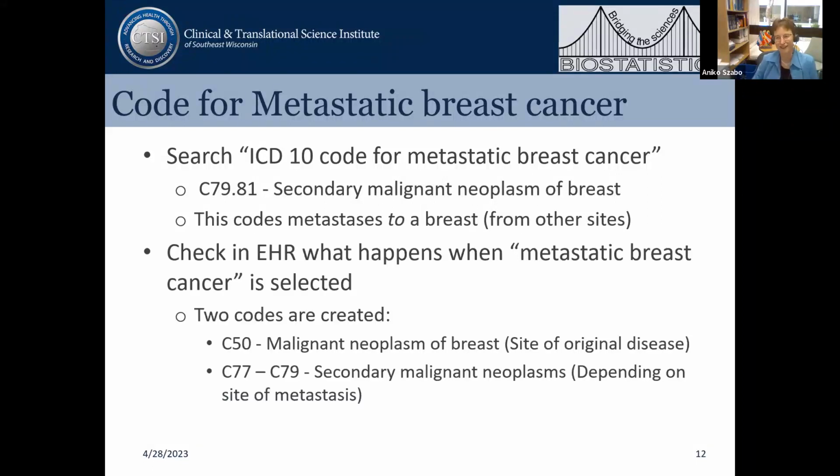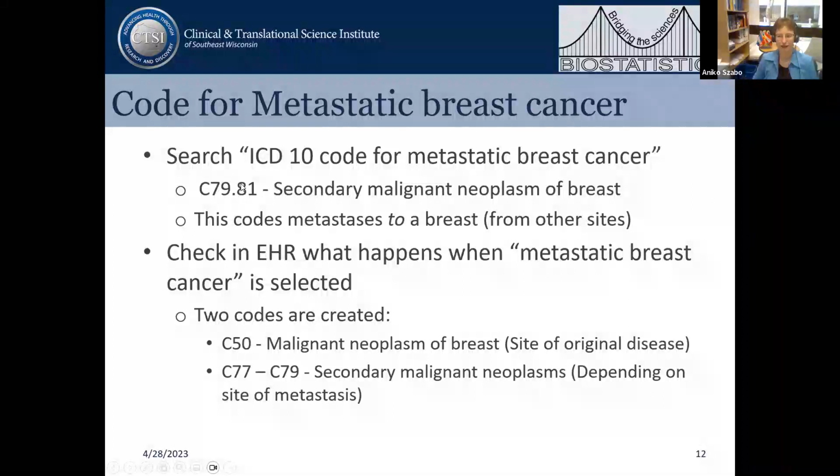So we actually went in the HR and looked at what happens when she selected the metastatic breast cancer drop-down menu, and then looked at what gets entered in the diagnosis. And actually what happens is two codes are created. There will be a code for C50 dot something, which is a breast cancer code. So that's the original disease, and an additional code from the C77 to C79 range, like for example this one, depending on where the site of the metastasis is.